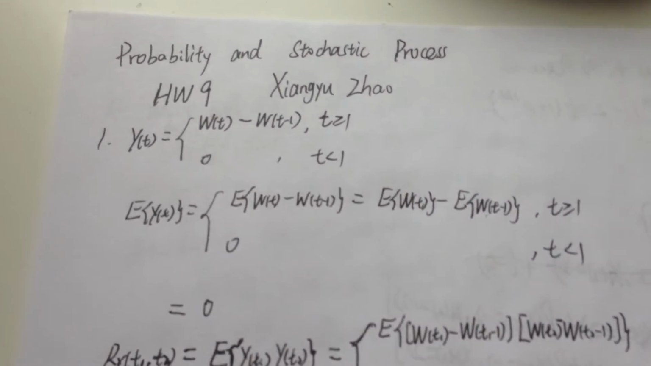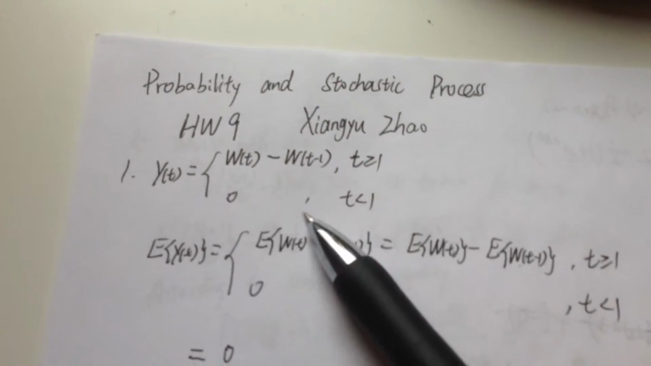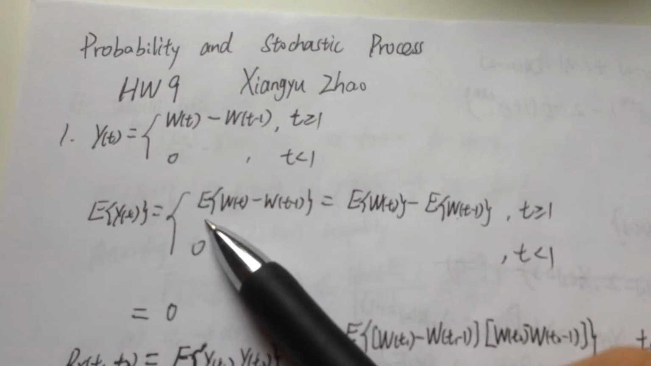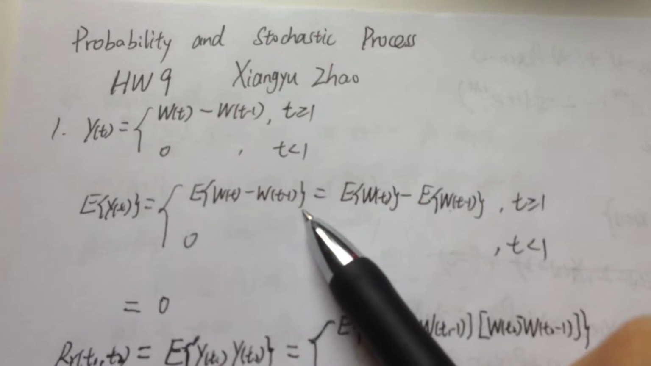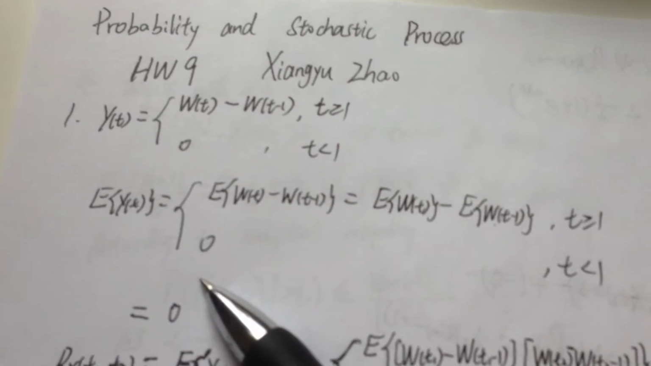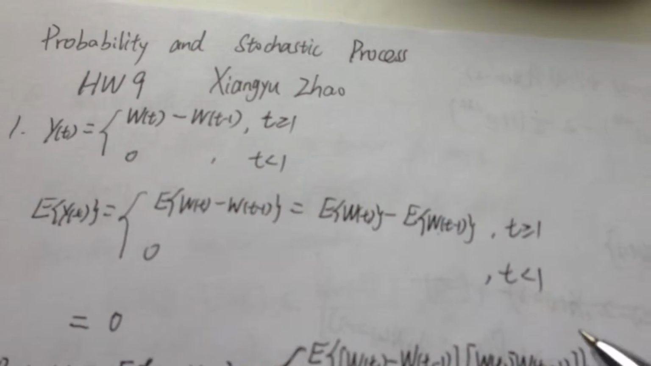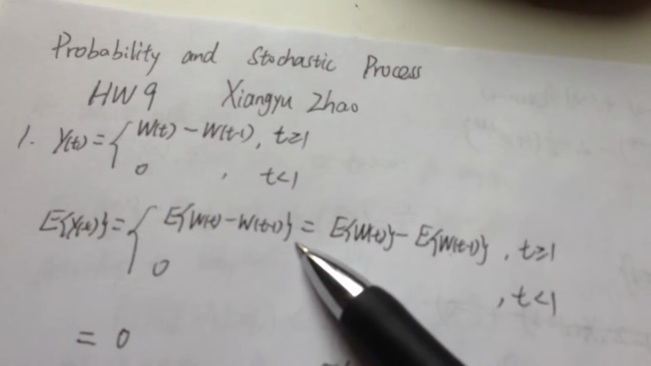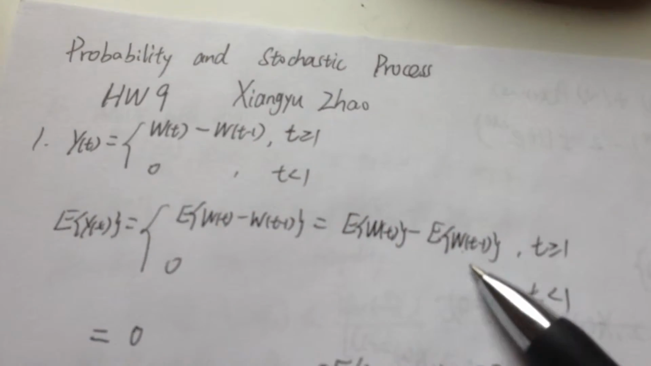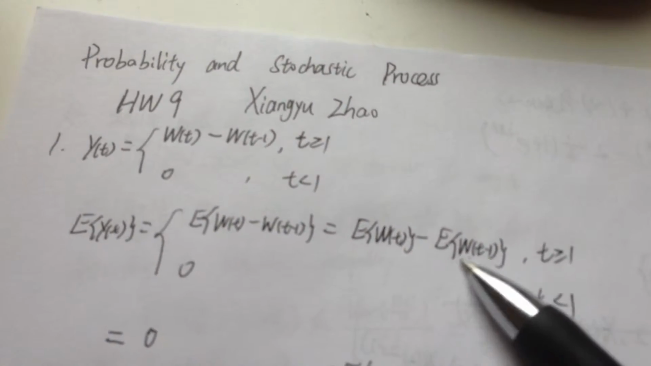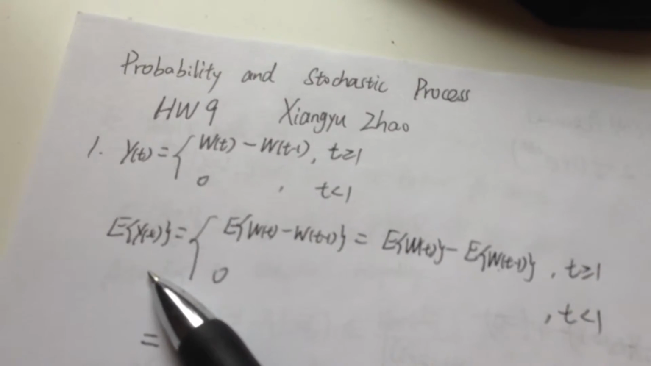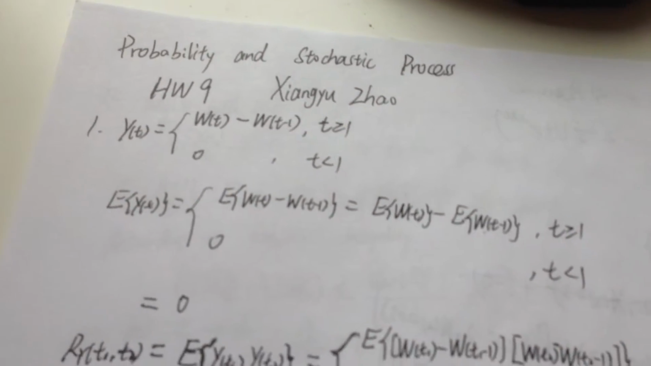First, we have known that Y(t) is this. So the expected value of Y(t) equals the expected value of W(t) minus W(t minus 1) when t is greater than or equal to 1, and the expected value of Y(t) equals 0 when t is less than 1. This also equals the expected value of W(t) minus the expected value of W(t minus 1), and this equals 0. So whatever t is, the expected value of Y(t) equals 0, and it's a constant.